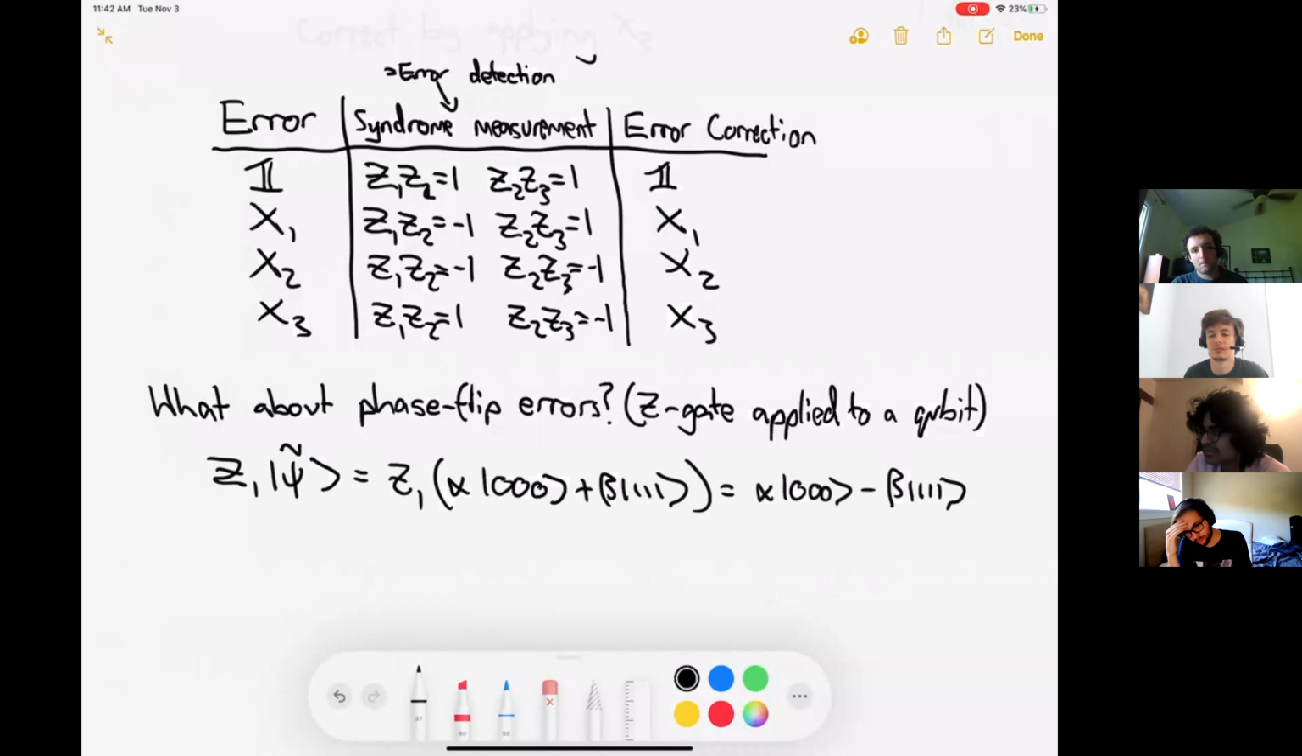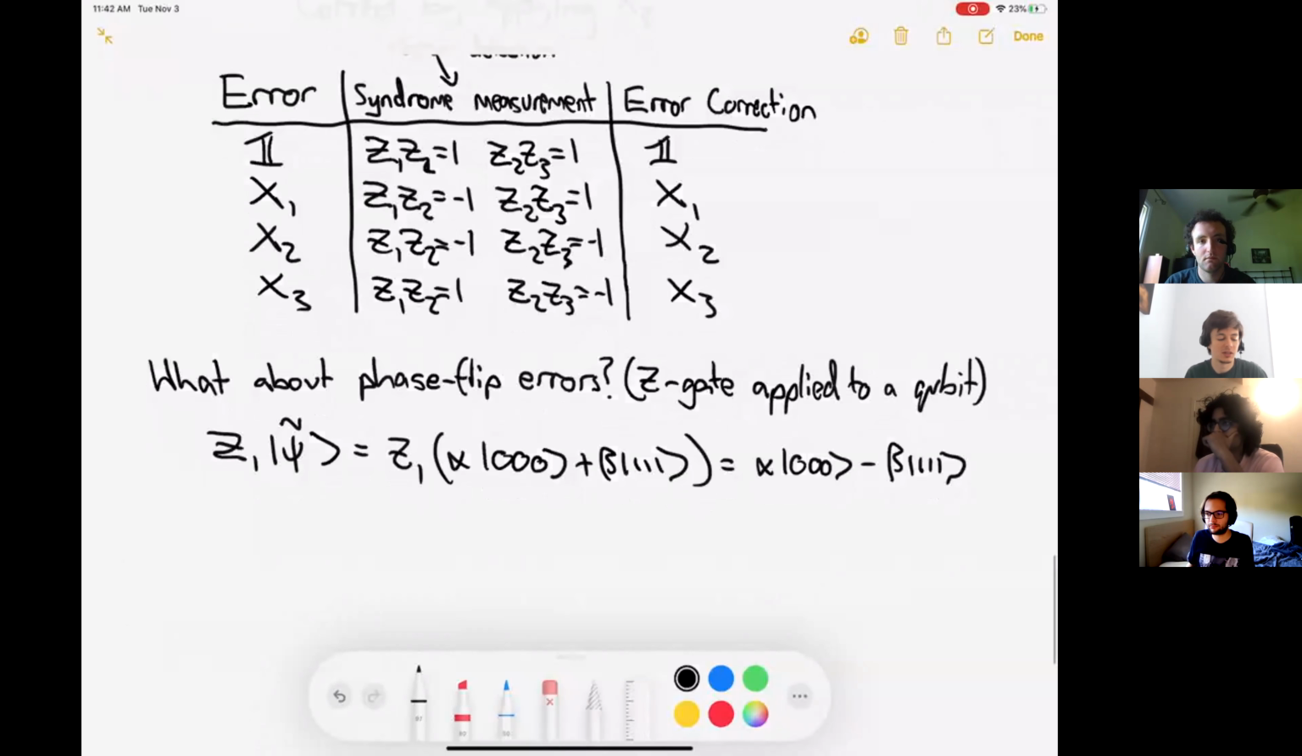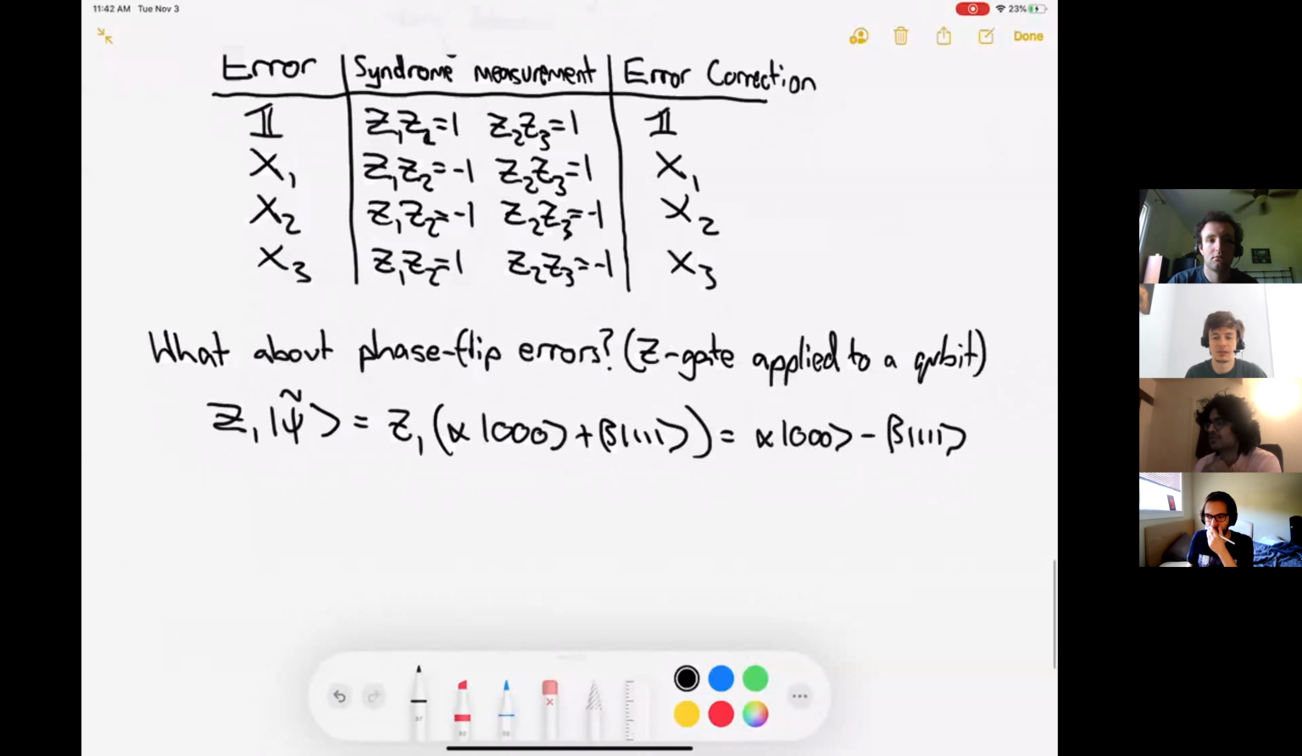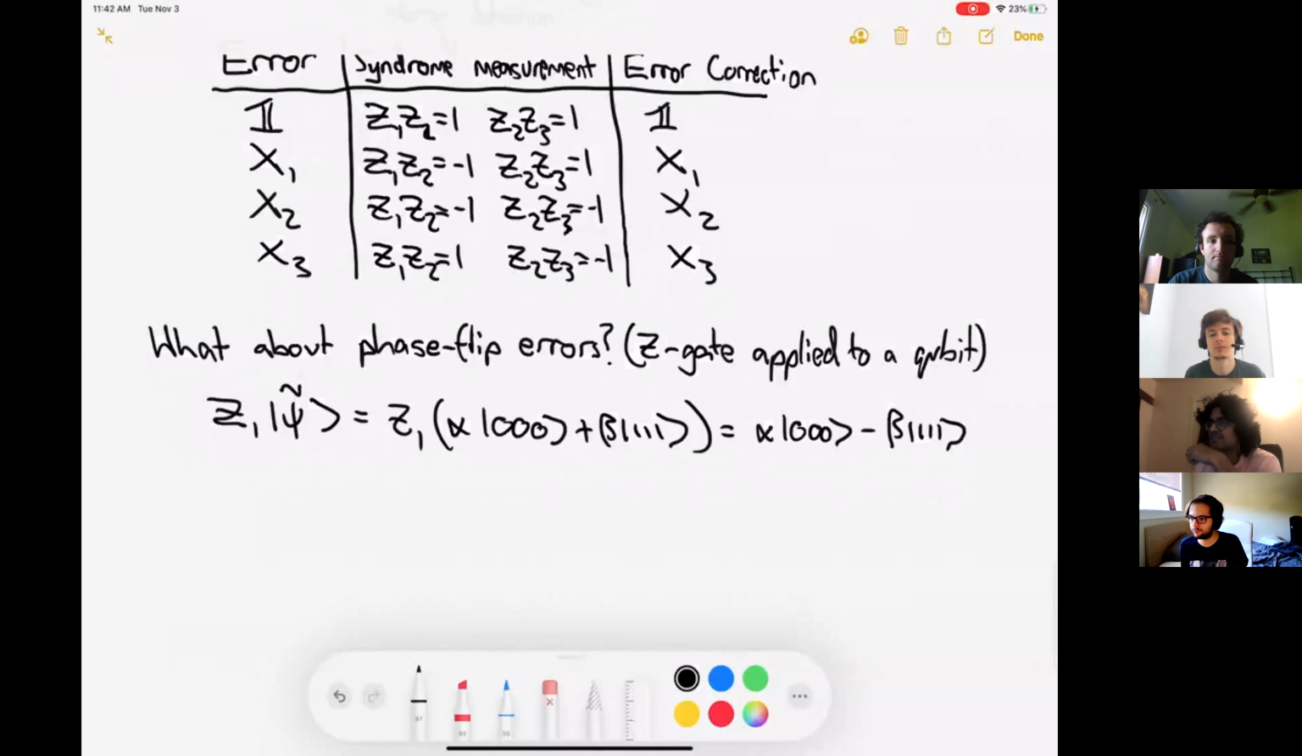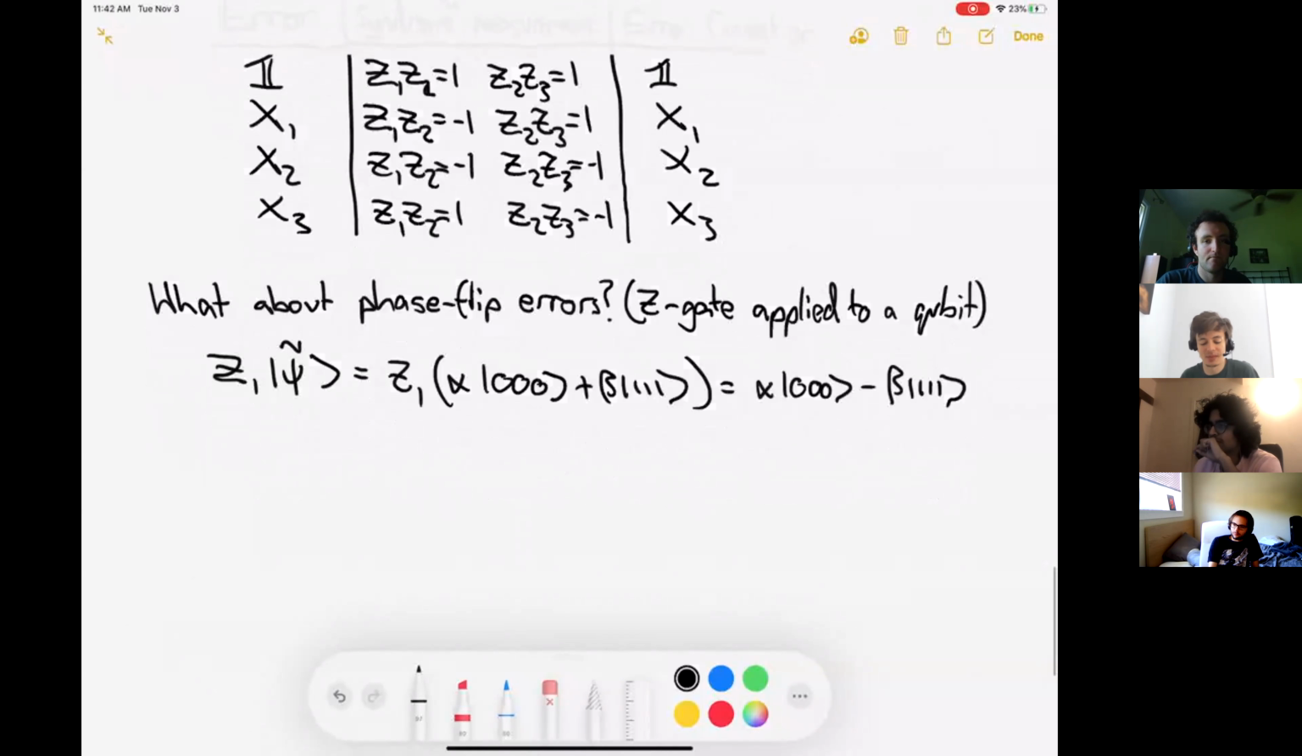Anyone want to say anything about that? I would think so, because we can probably detect the fact that there's a relative phase. We can detect the fact that there's a relative phase, but we've got to remember that we don't know what the state is, right? If we knew what the state is, we wouldn't need to be error correcting it. All we could do is some measurement that determines that the state is now alpha |000> minus beta |111>. If that's the state, does that mean that an error has happened?